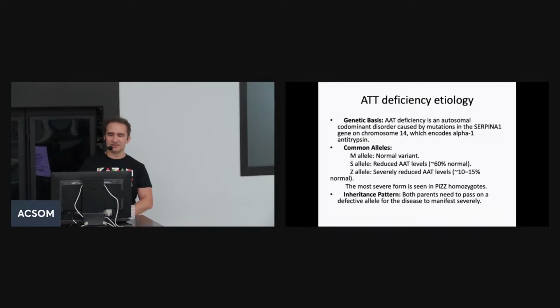Alpha-1 antitrypsin deficiency is autosomal codominant. Codominant means both alleles produce the protein, okay? It's caused by different mutations on chromosome 14. The spot is the same, but the type of mutation can be different. Depending on the mutation, it can reduce the amount of normal protein more or less.